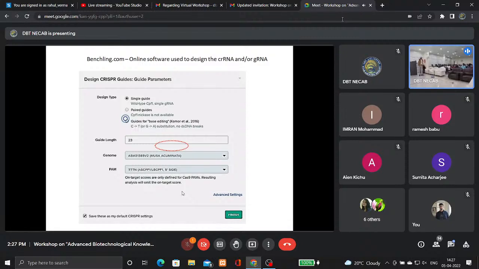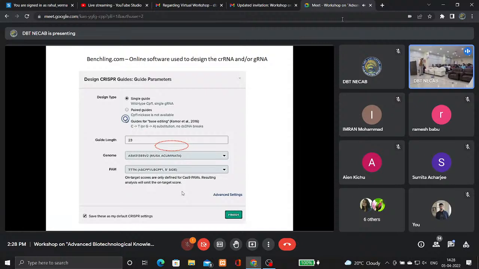So as you see, I need a guide RNA length in base pairs. I have given around 23 nucleotides. My guide RNA sequence should be around 20 to 23. 20 is required for Cas9. For CPF1, you can go up to 23. So I have given the input of 23 nucleotides.